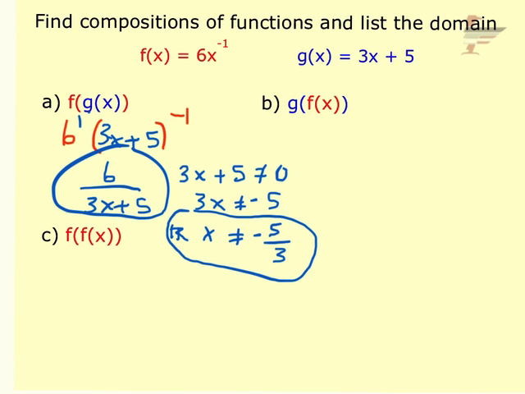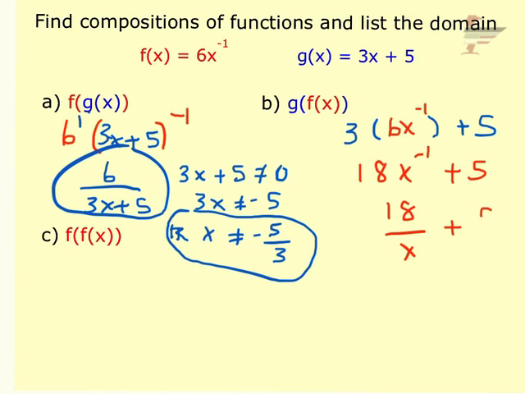All right, g of f of x means I'm going to start with 3x plus 5, and then I'm going to replace the x with f, excuse me. I can certainly multiply this because there's no power here. So 3 times 6 is 18x to the negative first. And I can't have a negative exponent, so I flip that over the 18.